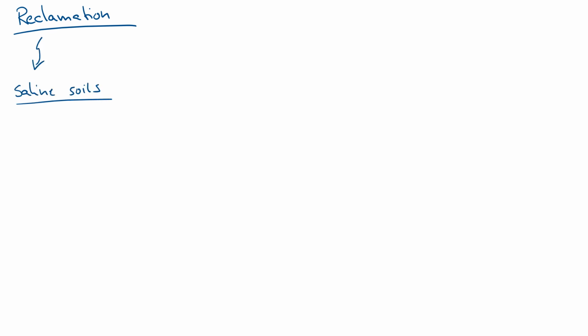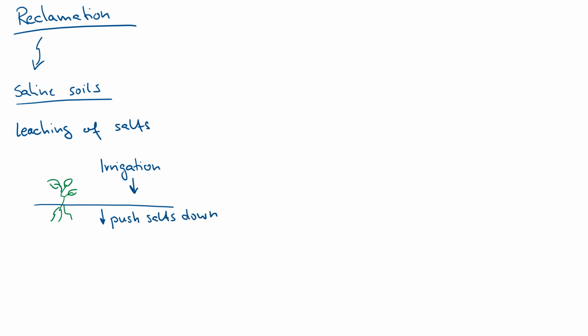So to start out with the saline soil reclamation, the effort here really has to be to bring the osmotic potential down, and you achieve that by leaching out salts from the root zone. So apply irrigation water with a low concentration of salts, for example. You push the salts past the root zone, you've mitigated the salinity issue.